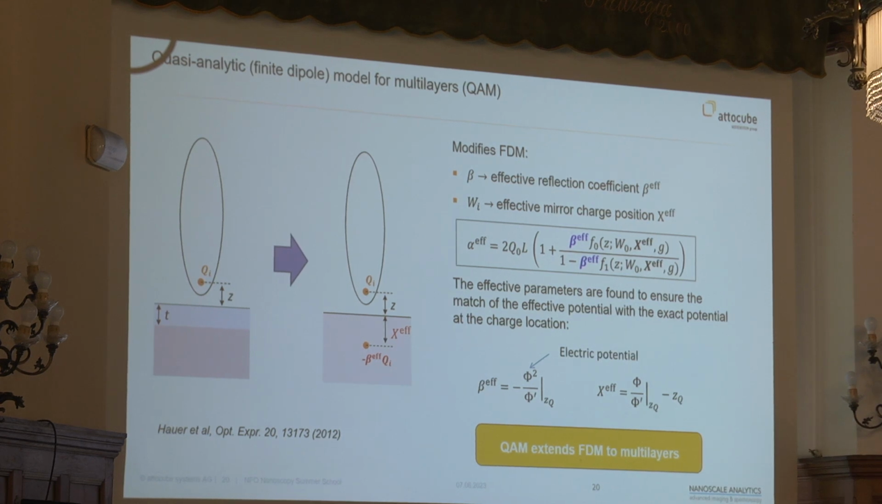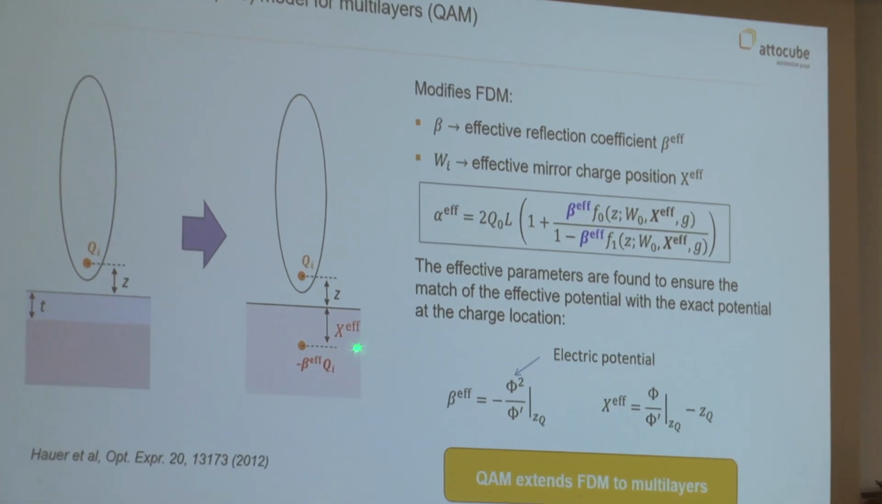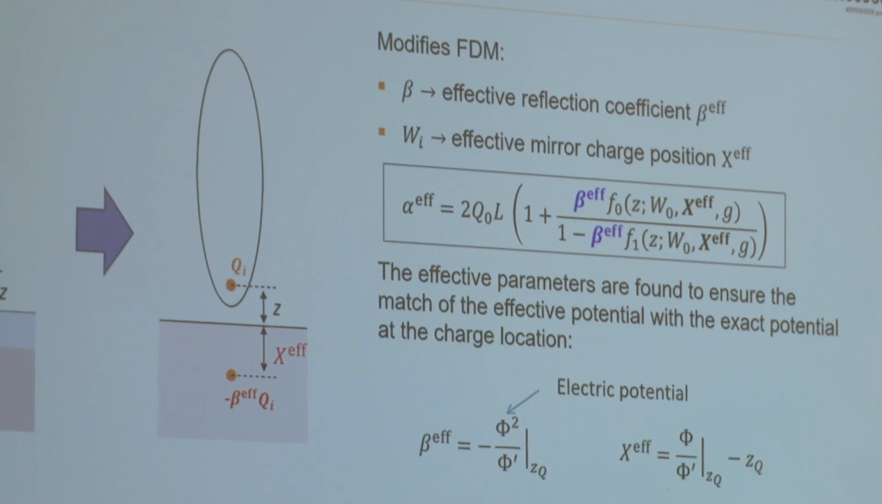So how do you use it? How do you make sense out of your results? There was another model developed, essentially an extension of the finite dipole model, done by Benedikt Hauer from the group of Thomas Taubner. What it does is the following. It's a simple modification of the FDM. FDM works with the quasi-static reflection and a certain position of the charge which is calculated in the model. Now, if you have a layer, let's use the same model, the same expression, but we replace the actual beta and the actual position of the image charge in the model with effective parameters. These effective parameters are chosen in such a way that they represent the effective response of this layered medium.